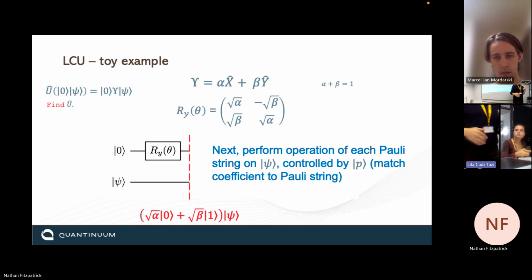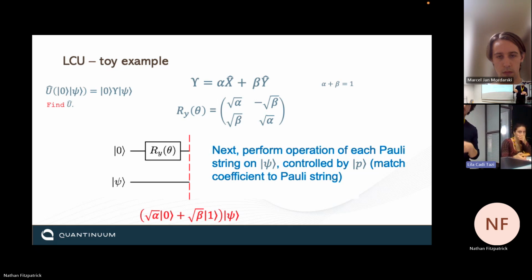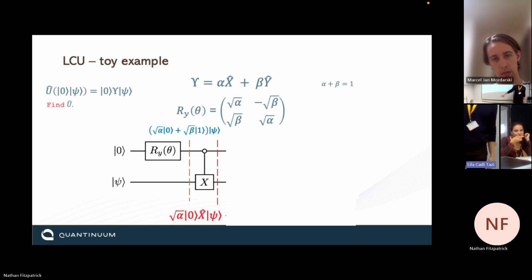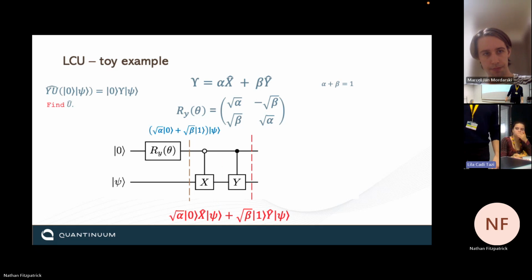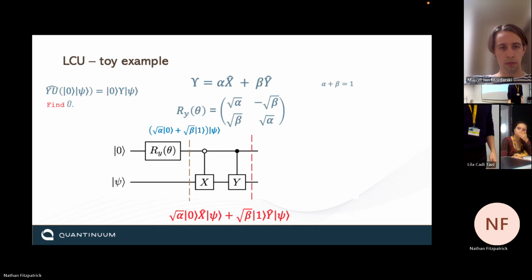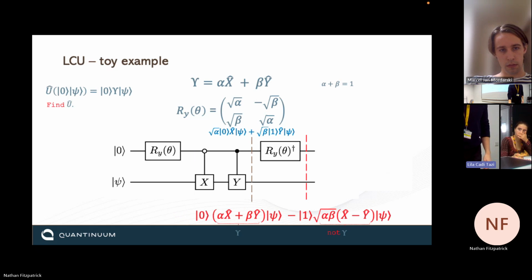Then we want to selectively apply the operator terms to their corresponding coefficients. Okay. So we do that with this multi-controlled operation. Well, in this case, it's a single controlled operation. So using the 0 controlled X, it selectively applies X to its coefficient, and then 1 controlled Y applies Y to its coefficient.